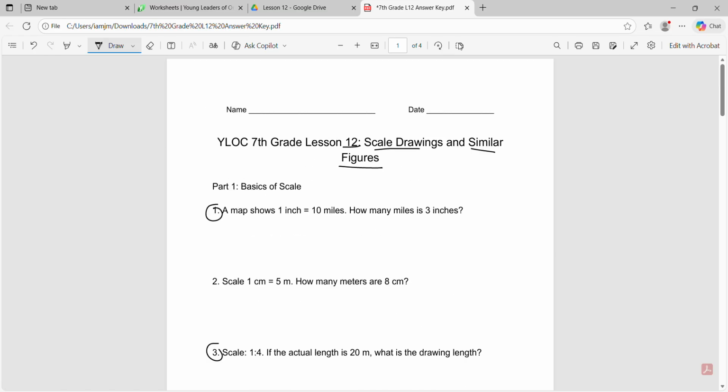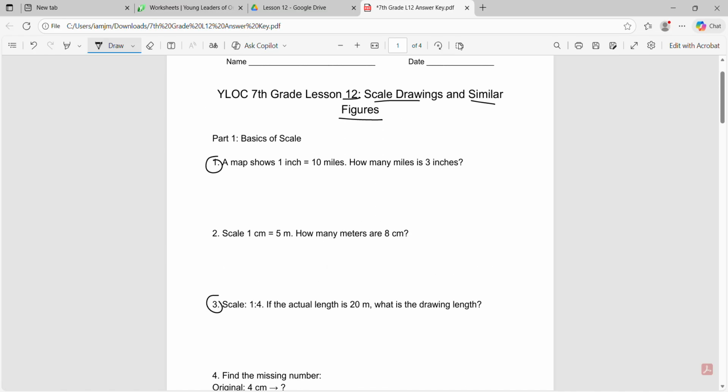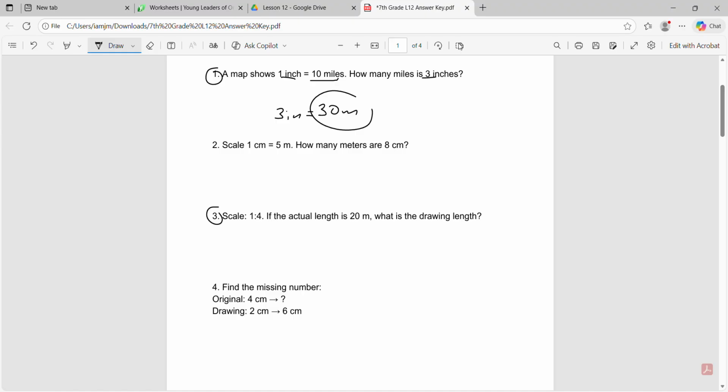Let's start right away. Number 1. A map shows 1 inch is equal to 10 miles. How many miles is 3 inches? So if you want to find out how many miles 3 inches is, we just have to multiply. Since we know 1 inch is 10 miles, we just multiply both sides by 3. So 3 inches is equal to 30 miles. That's our answer.